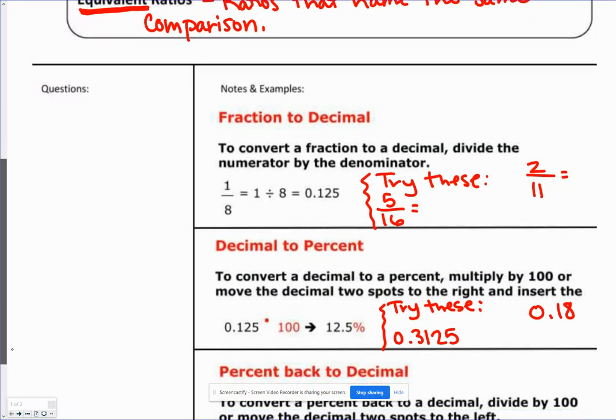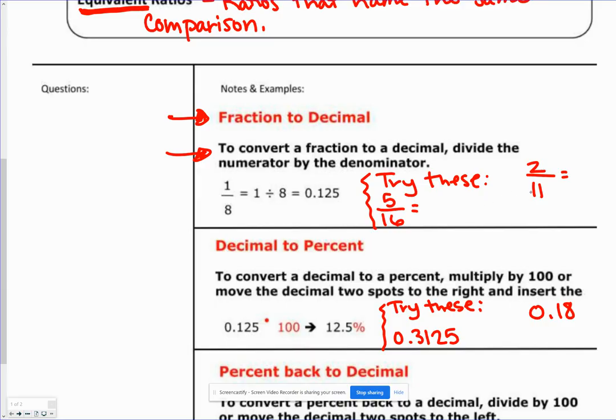Let's go to our examples. This is good stuff to write down. All of this stuff. So to change a fraction to a decimal, you probably want to write this stuff down. All of it. So if you have to pause the video, do that. To convert a fraction to a decimal, divide the numerator by the denominator. So in this first example, we did 1 divided by 8, and that equals 0.125. Remember, put the 0 in front. That holds the place for that decimal.